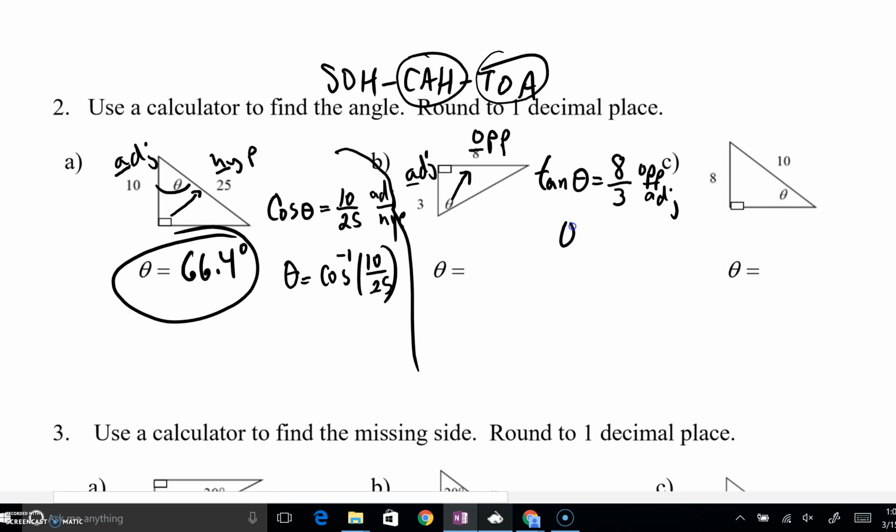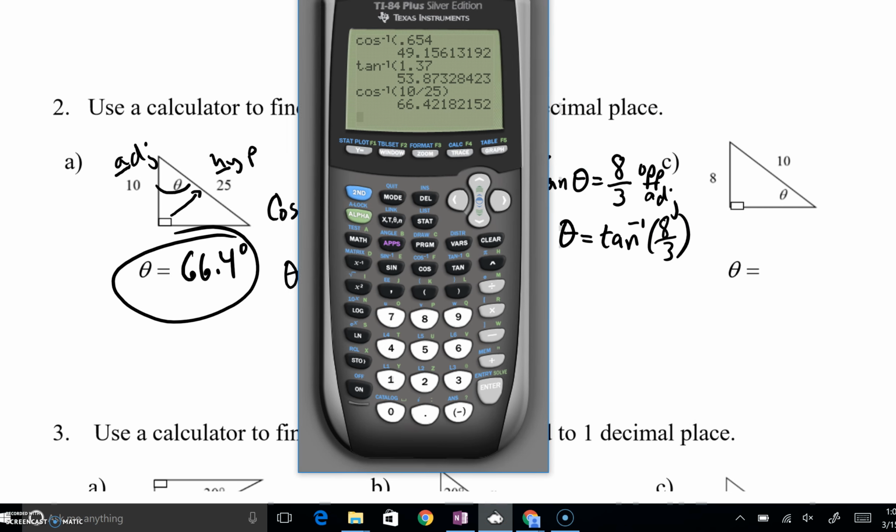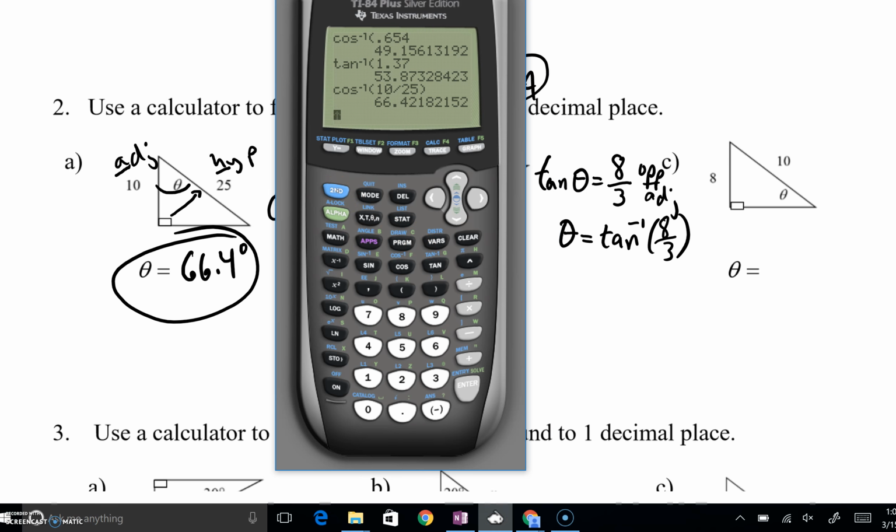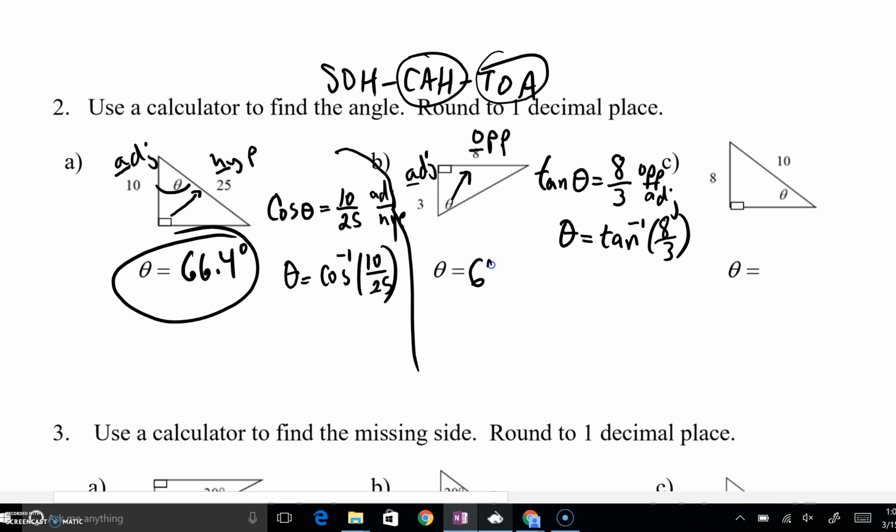Just like we did in problem number 1, we're going to use inverse trig to find this angle measurement. We're going to type in the inverse tangent of 8/3. So I'll hit second tangent, 8 all over 3, and you'd get 69.4 degrees.